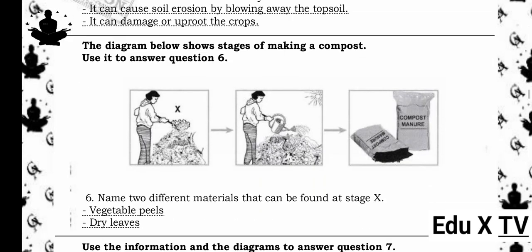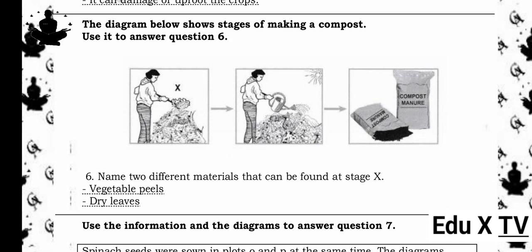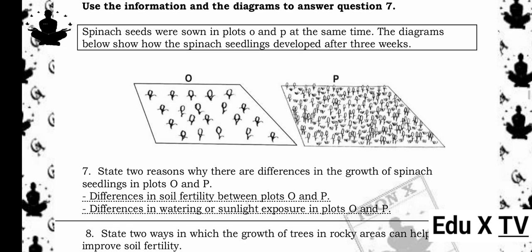The diagram below shows stages of making a compost. Use it to answer question 6. 6. Name two different materials that can be found at stage 10. Vegetable peels. Dry leaves. Use the information in the diagrams to answer question 7. Spinach seeds were sown in plots O and P at the same time. The diagrams below show how the spinach seedlings developed after 3 weeks.